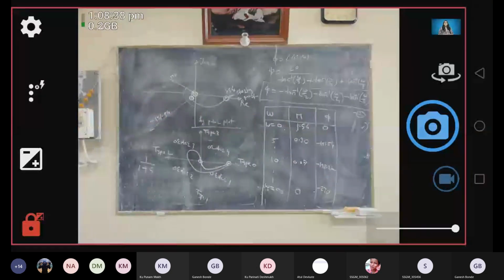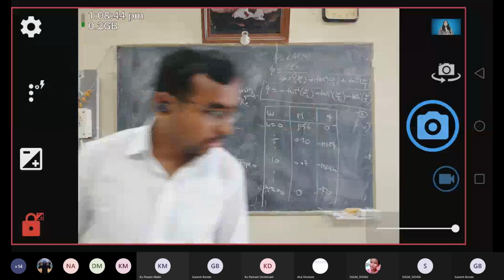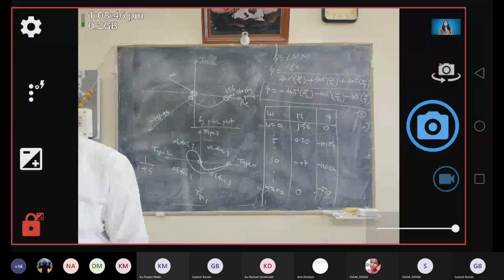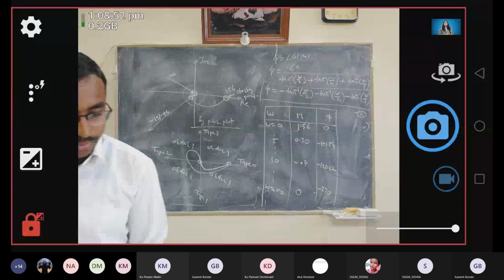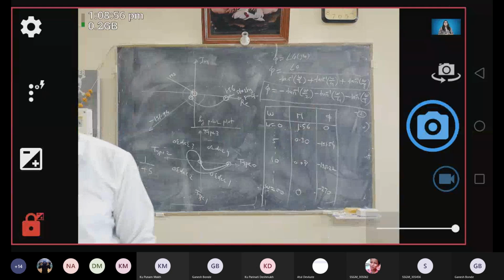Then we'll discuss how to determine stability from the polar plot. Omega GC and omega PC, how to determine from the polar plot, which is very, very important. Please understand this.